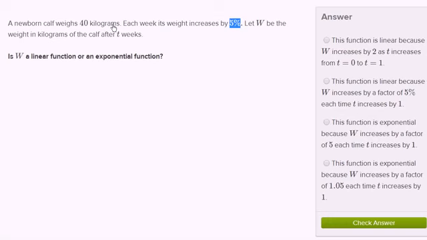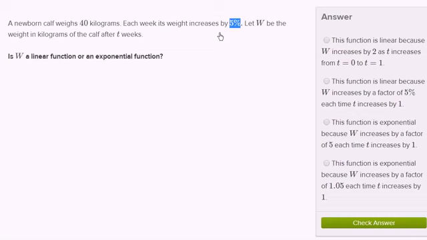After another week, it'll be 1.05 times that. It'll be 5% more. After the next week, it'll be 1.05 times that. So really, if we think about this function, it's going to be 40 kilograms times 1.05 to the t power. We're compounding by 5% every time. We're increasing by a factor of 1.05, or another way of thinking, by a factor of 105% every week. So because we have that growth by a factor, not just by a constant number, that tells us that this is going to be an exponential function.